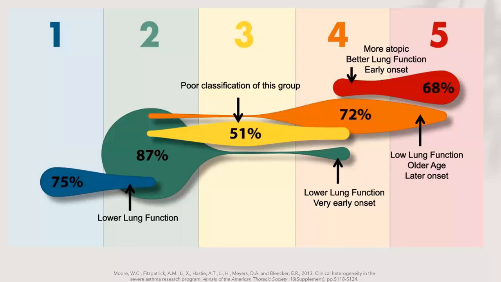I will say though, that there are caveats to that. There is some overlap, and the group that had the most overlap using this classification was cluster three, which is your obese, high BMI asthma. That usually was mischaracterized as either cluster two or cluster four. So there are obviously limitations to using that flowchart, but it is somewhat useful in at least categorizing the allergic groups and the non-allergic groups with fixed airflow obstruction.